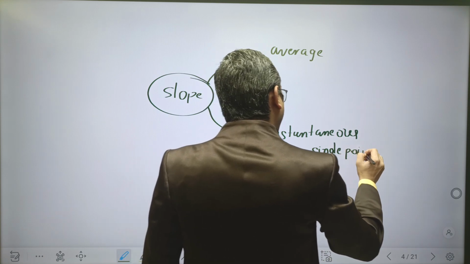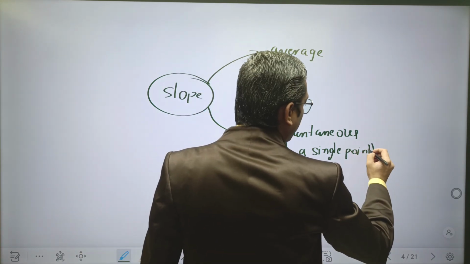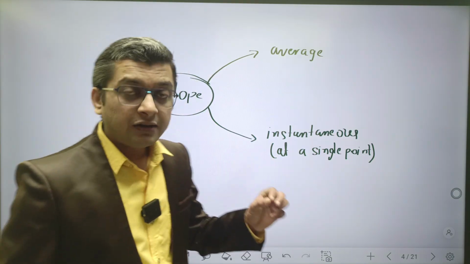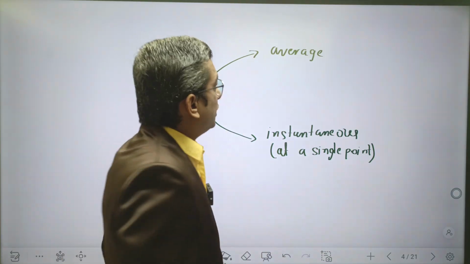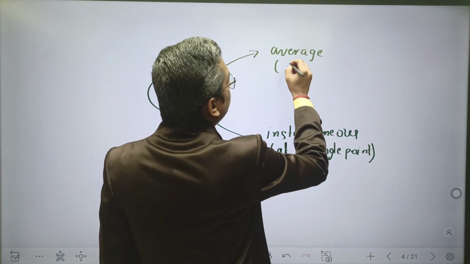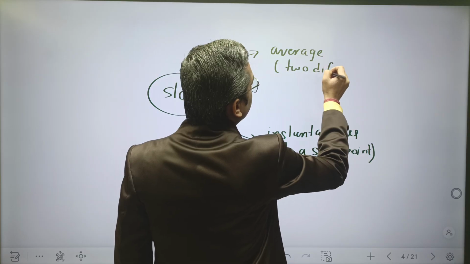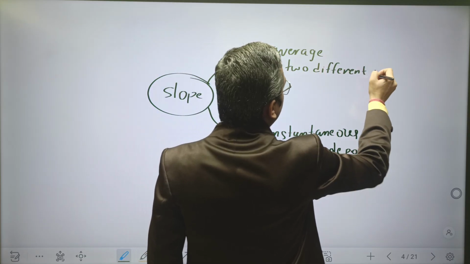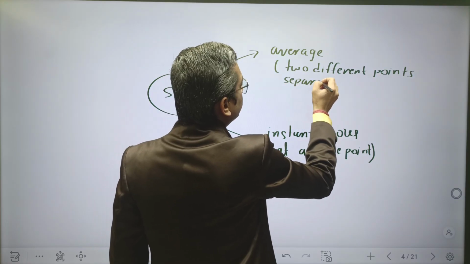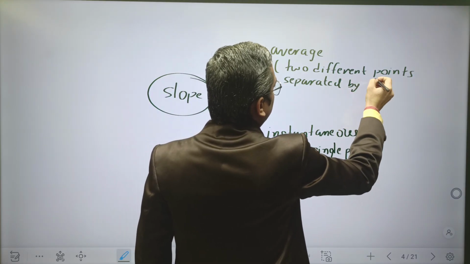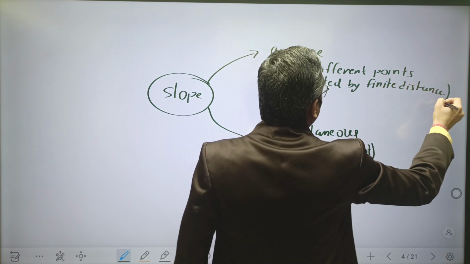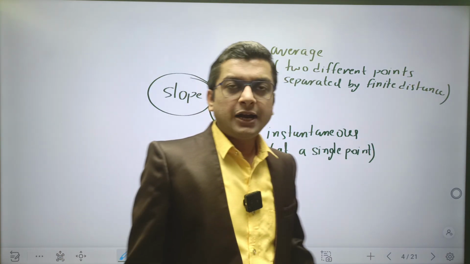At a single point, suppose I say, what is the slope at point P, any point P? There is only a single point, so we have to find the tan theta at that point. And whenever we say average slope, average velocity, something like that, then we have two different points separated by a finite distance. Now what is finite? Finite means measurable.